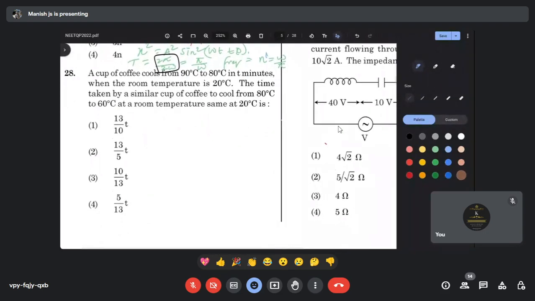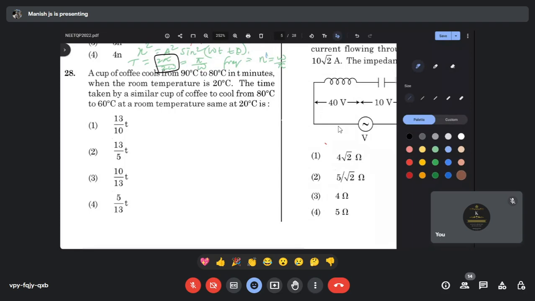A cup of coffee cools from 90 degrees to 80 degrees in t minutes when the room temperature is 20 degrees. So the room temperature is given, and they are telling you it's cooling from 90 to 80 degrees. The time taken by a similar cup of coffee to cool from 80 degrees to 60 degrees at a room temperature of 20 degrees. Again a similar cup of coffee is cooling, now from 80 to 60. Previously it was 90 to 80, now it is 80 to 60. The change in time is now different.